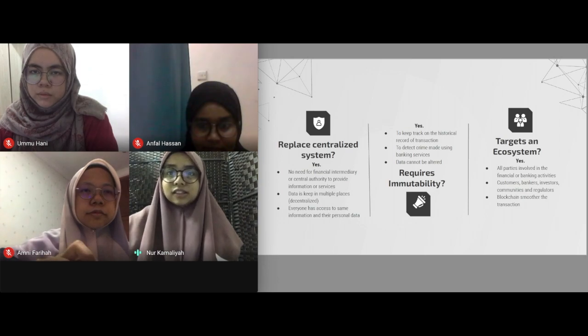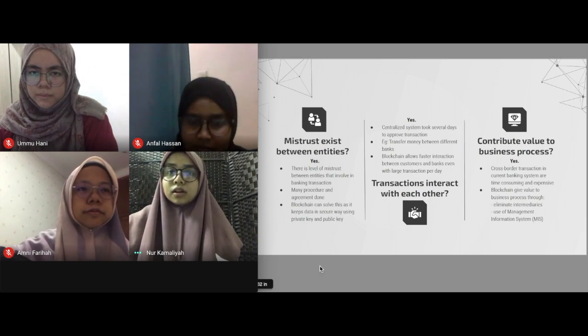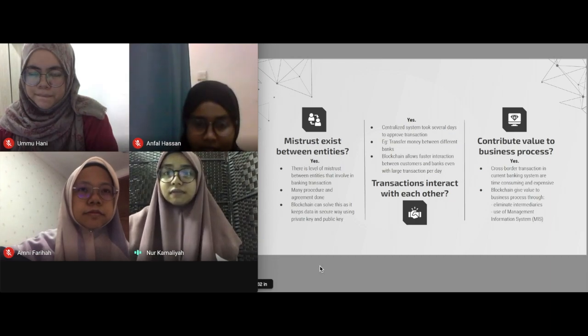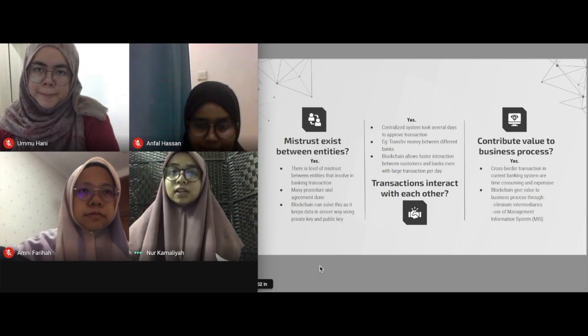Next slide for question 4. The question is about whether there is mistrust existing between entities involved in a transaction. The answer is yes. There is some level of mistrust between entities in banking transactions. This is because in banking transactions there are many procedures and agreements being done. So blockchain can solve this, as blockchain uses a very secure way to keep the data of the people using a private key and public key.